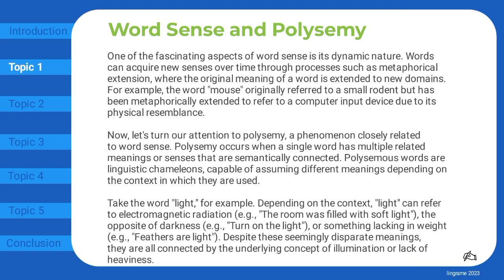Take the word light, for example. Depending on the context, light can refer to electromagnetic radiation, for example, the room was filled with soft light, the opposite of darkness, for example, turn on the light, or something lacking in weight, for example, feathers are light. Despite these seemingly disparate meanings, they are all connected by the underlying concept of illumination or lack of heaviness.